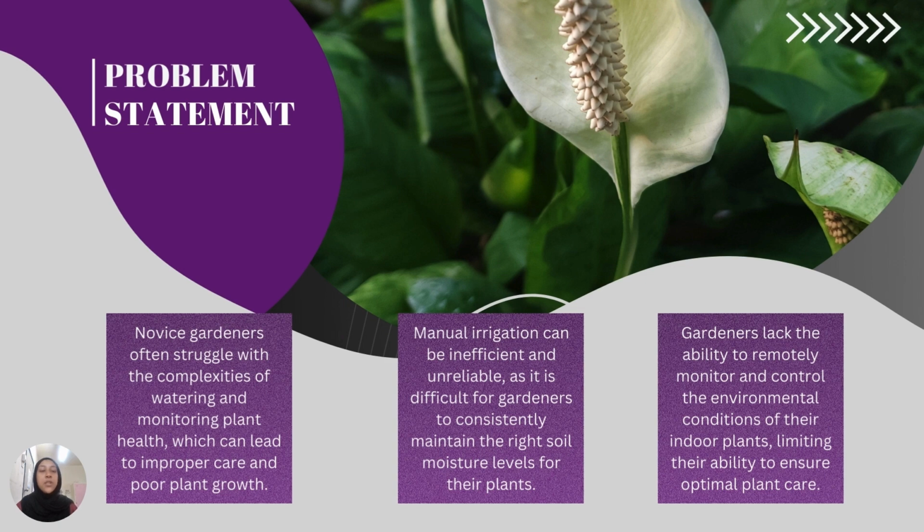So in this paper, there are three problem statements. The first one is that novice gardeners often struggle with the complexity of watering and monitoring plant health, which can lead to improper care and poor plant growth. Second, manual irrigation can be inefficient and unreliable as it is difficult for gardeners to consistently maintain the right soil moisture level for their plants. And the third one, gardeners lack the ability to remotely monitor and control the environmental conditions of their indoor plants, limiting their ability to ensure optimal plant care.